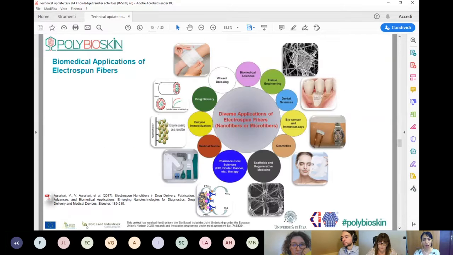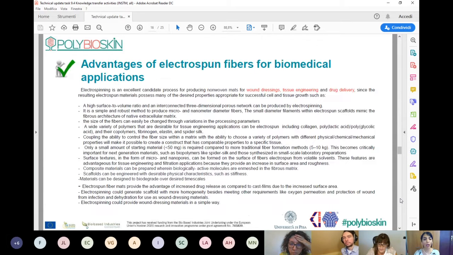Here you can see some biomedical applications of electrospun mesh, for example, in tissue engineering, wound dressing, or even beauty masks or drug release. For all of these applications, we can use this technology to produce our final products like a biosensor, as you can see here.